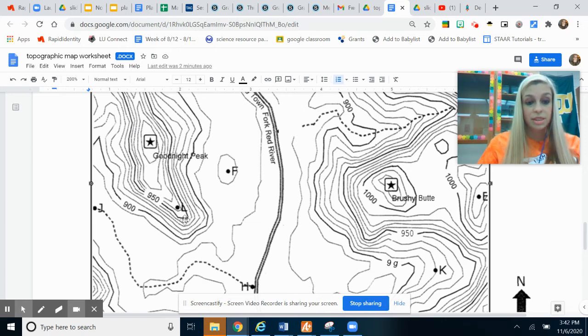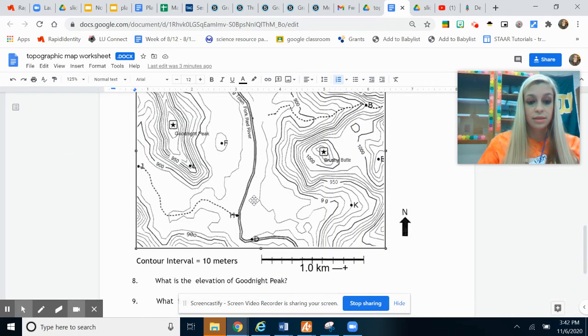So let me start over. Let me start from down here. 950, 960, 970, 980, 990. So I started at 950 and I counted by tens. 950, 960, 970, 980, 990. So Goodnight Peak would be at 990. And it's in meters this time.